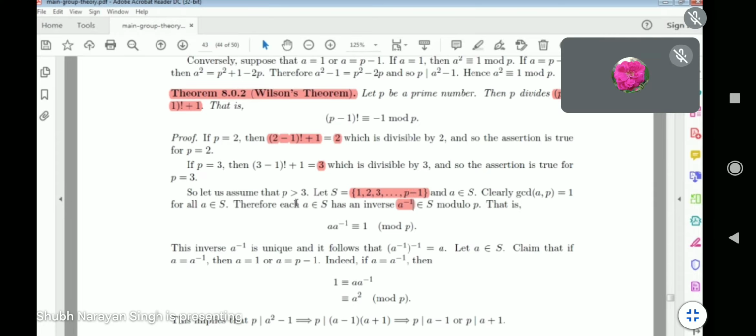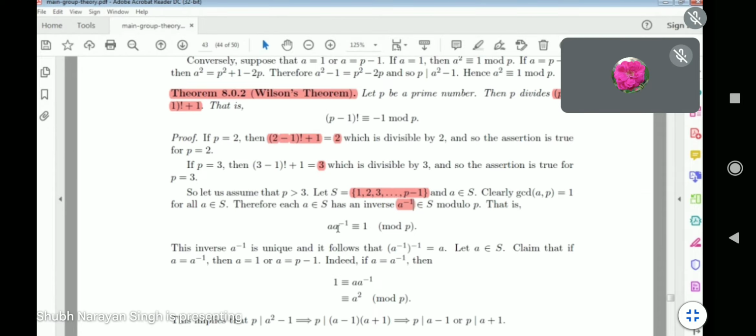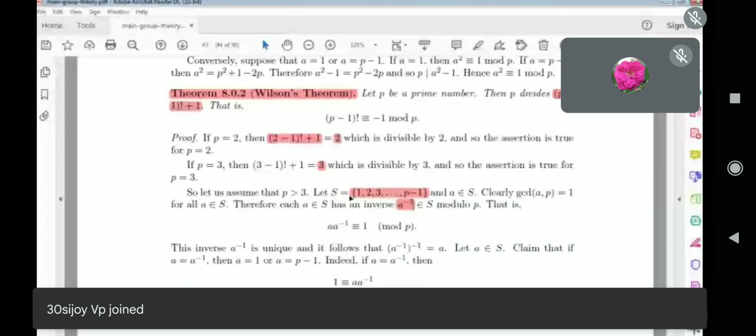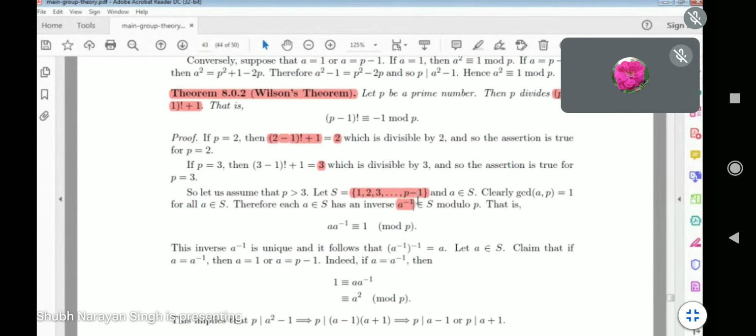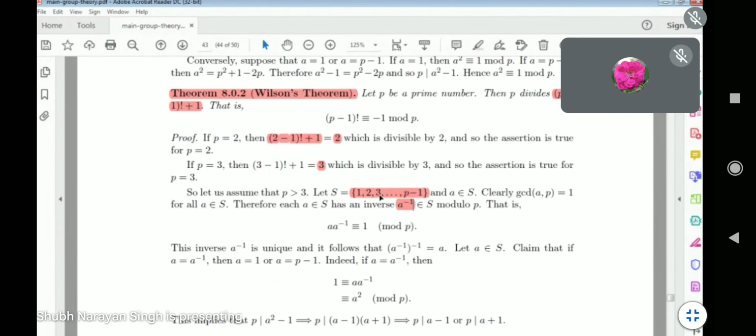Now, in another example, suppose that we choose another prime number, for example P equal to 7. In this case, your set S will have the elements 1, 2, 3, 4, 5, and the last element is 6, because S has last element P minus 1. Here P is nothing but 7, so your last element will be 6. So S will have the elements 1, 2, 3, 4, 5, and 6.